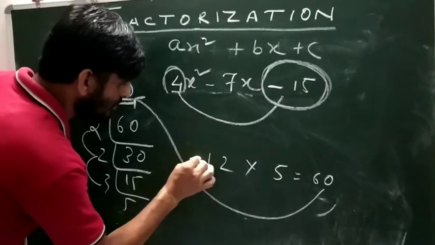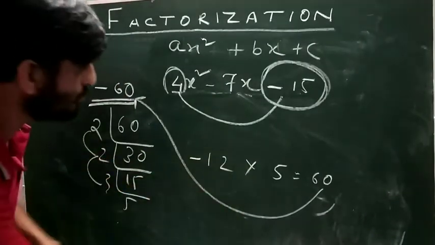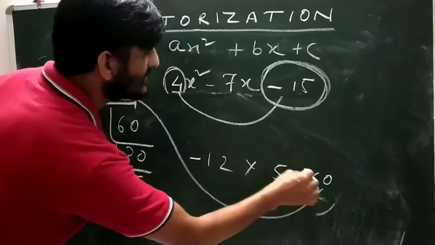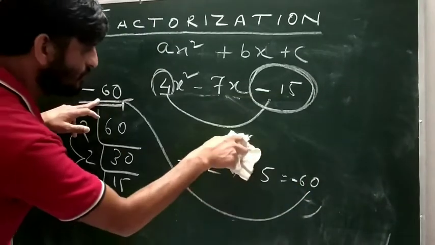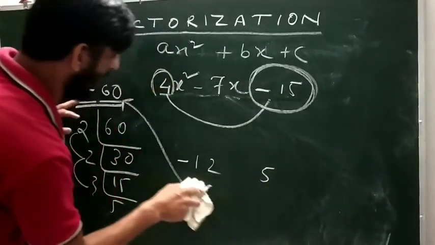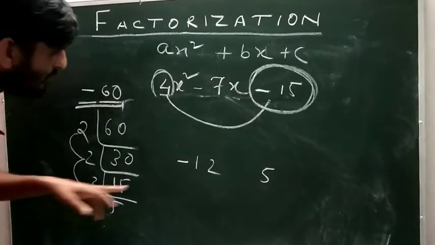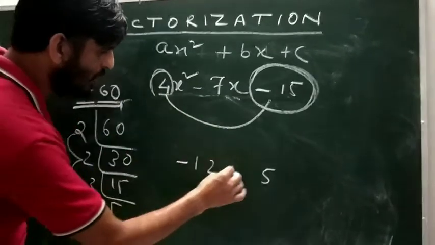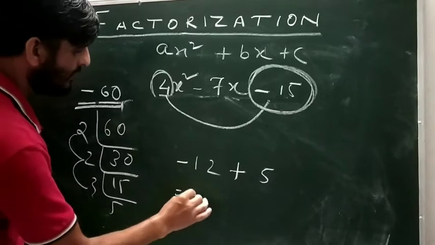We will try to put minus 12 into 5. So we are taking two numbers. Minus 12 into 5 is minus 60. Yes, minus 60. We need to add these two numbers, 12 and 5. What can we do? 12 plus 5 is 17, but we need minus 7.